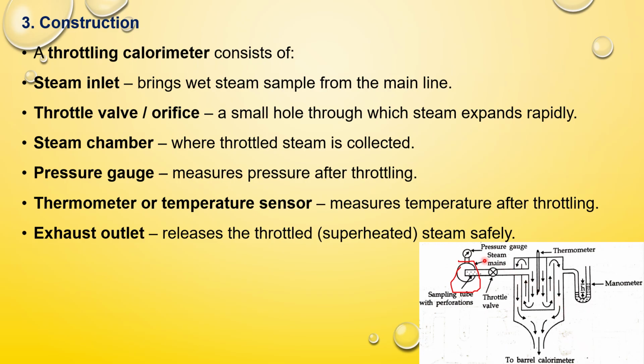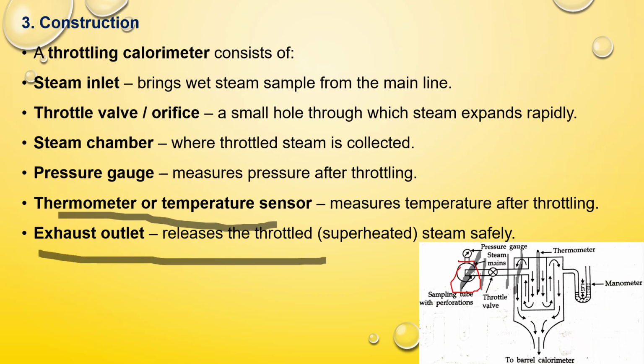Then your pressure gauge is there. One pressure gauge we have to keep here before throttling, and one after throttling. Then a thermometer or temperature sensor, again we have to place at both places, before throttling and after throttling. And the exhaust outlet: all the steam that is condensed will be drained through this valve. When we operate this valve, all the condensate will come out.